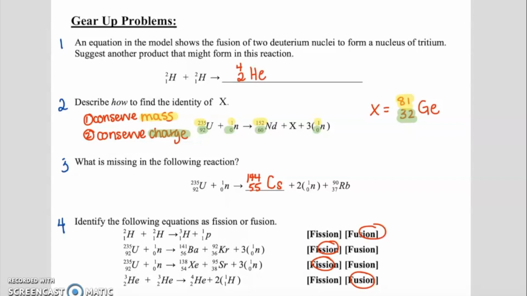Number 2, trying to identify X, an unknown. Really what you're doing here is making sure that mass is conserved by looking at those top mass numbers, protons and neutrons. Making sure that mass on the left and mass on the right is conserved. As well as charge. Charge, looking at the bottom number, which is your atomic number, which is the number of protons. Making sure that the number of protons on the left and the right side is conserved.